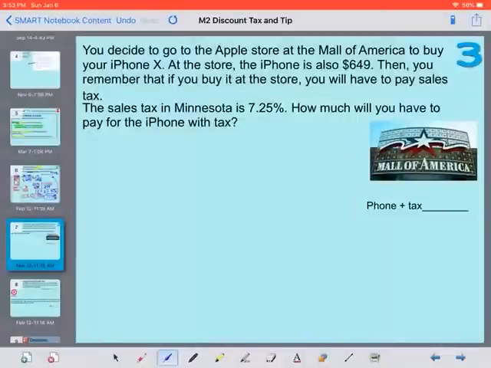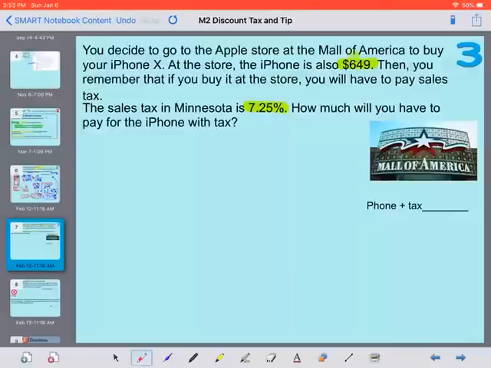We're still looking at this Apple phone. It says you decide to go to the Apple Store at the Mall of America to buy your iPhone X. At the store, the iPhone is also $649, so same price. But then you remember if you buy it at that store, you'll have to pay sales tax. The sales tax in Minnesota is 7.25%. How much do you have to pay for the iPhone with tax?